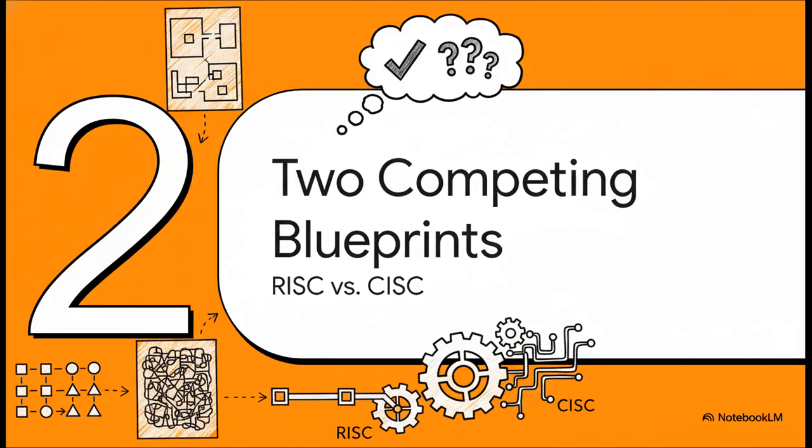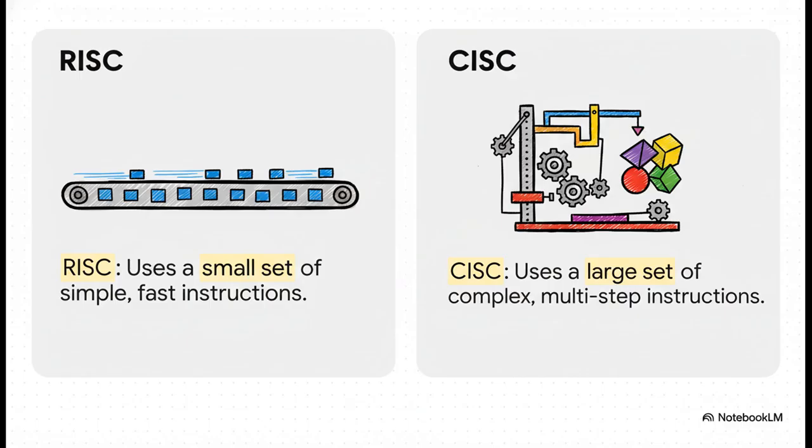Okay, so we've seen how the memory is organized. Now let's peel back another layer and look at a different design choice, the instructions themselves. Do you want them to be simple or do you want them to be complex? This brings us to a huge debate, RISC versus CISC. RISC, which stands for Reduced Instruction Set Computer, uses a really small vocabulary of very simple instructions. Each one is designed to be executed incredibly fast. The whole goal is to make each individual step as quick as possible.